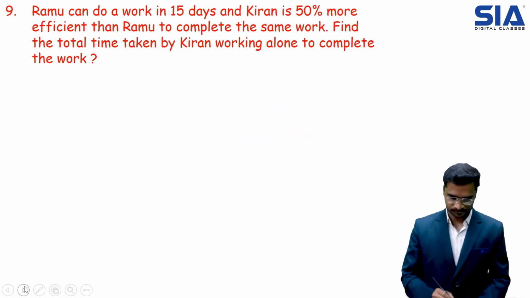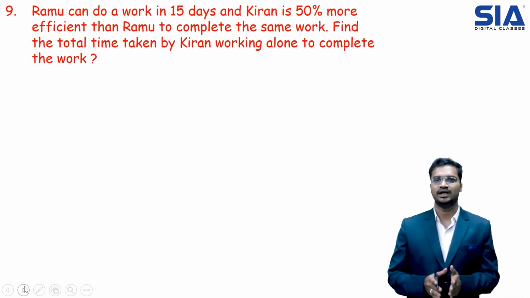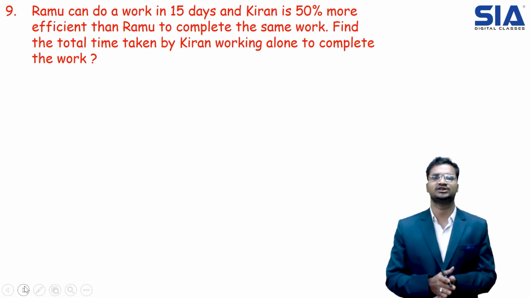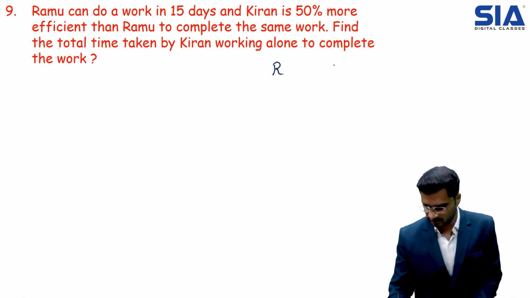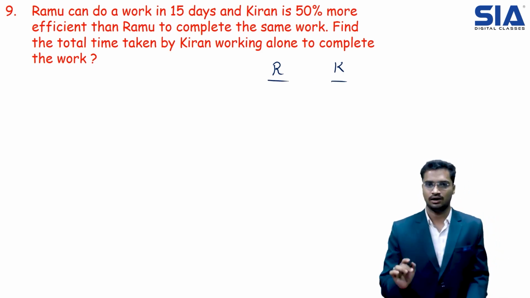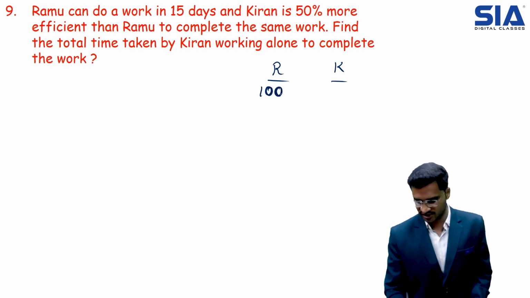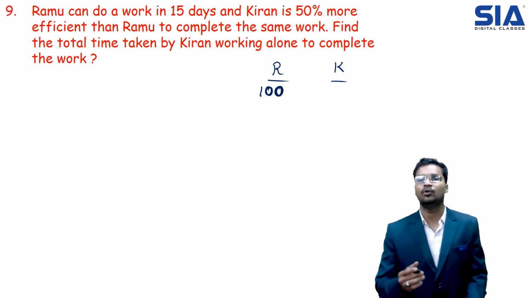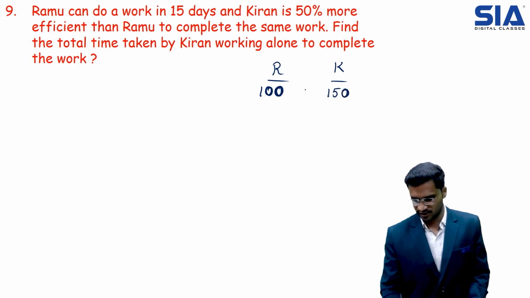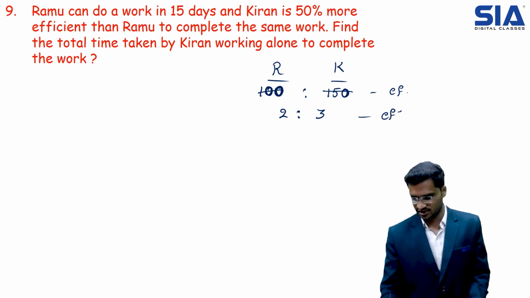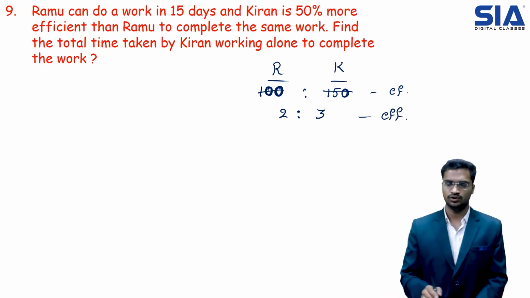Now coming to the next question. Ramu can do a work in 15 days and Kiran is 50% more efficient than Ramu. Here he is giving the efficiency ratios of Ramu and Kiran. Kiran is 50% more efficient than Ramu. If Ramu's efficiency is 100, then Kiran's efficiency is 50% more than Ramu, which will become 150. So the efficiency ratio of Ramu and Kiran is 100 is to 150, that is 2:3. So this is their ratio.